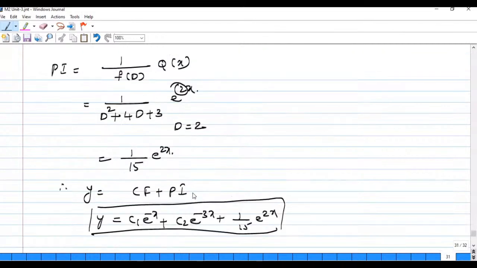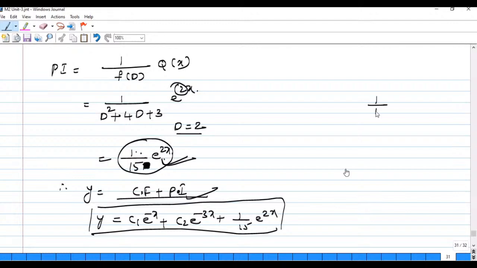No, just complementary function plus particular integral, that's it. y equal to CF plus PI. If you get d in the denominator, 1 by d is integration. There is no 1 by d here. Only if you put d equal to 2, we are getting 1 by 15 into e power 2x, right? There is no 1 by d in this. It is just 1 by 15 into e power 2x.